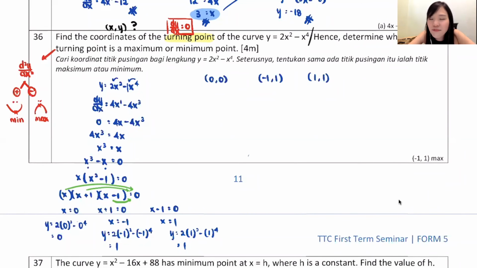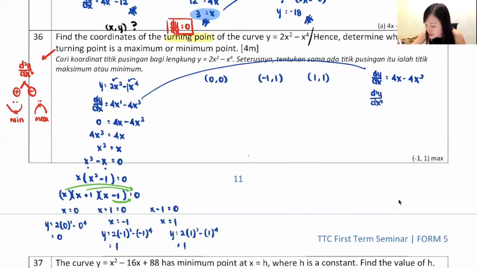But please don't stop there, because after that, they're asking me to determine whether the turning point is a maximum or minimum point, which I already said using d2y dx squared. So I do it here. My dy dx is actually 4x minus 4x cubed. So ask me, teacher, where you got it? I just copied from the previous. So for us to determine whether it is maximum or minimum, we must have d2y dx squared. Differentiate it one more time.